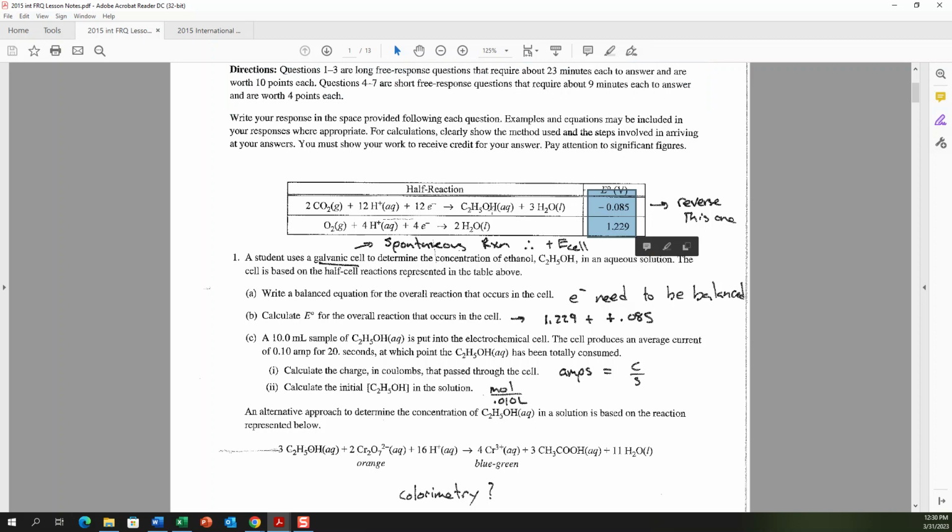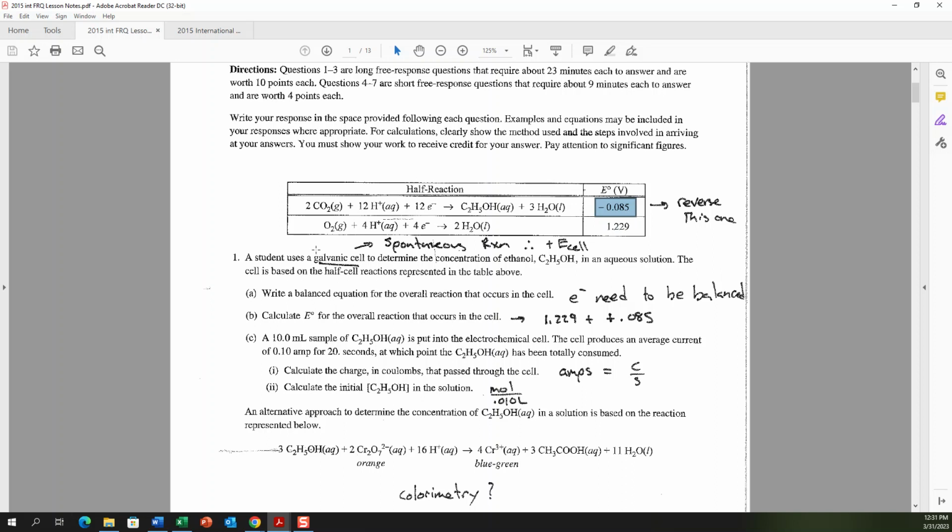I'm thinking that as soon as I see this, if I'm going to make a galvanic cell, a spontaneous redox reaction, I would end up flipping this reaction. I would reverse this reaction. So it would really be this being oxidized and this reaction being reduced. Because if I were to reverse this one, I would end up with a negative cell potential. So reversing this one gives me a positive cell potential, right?